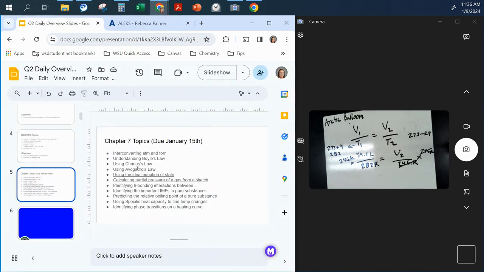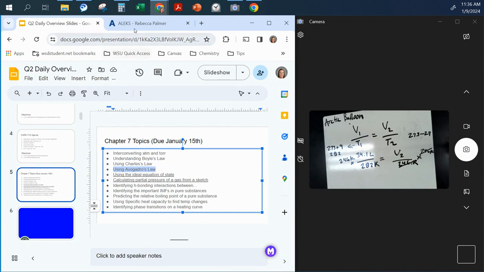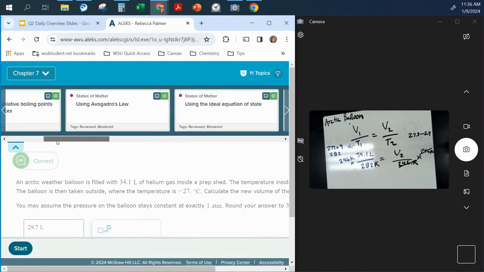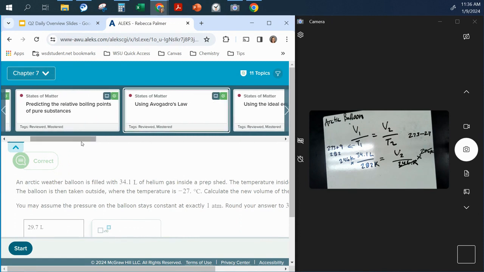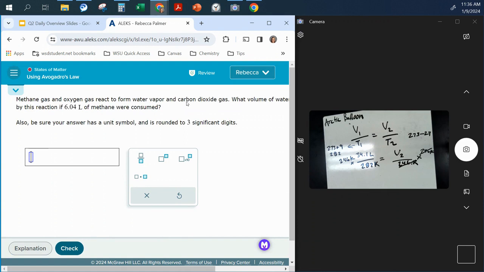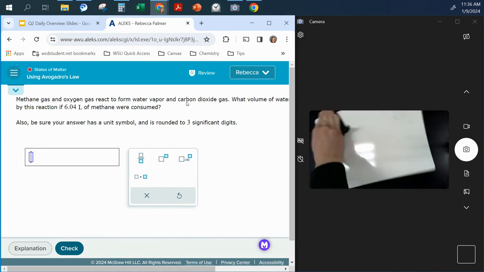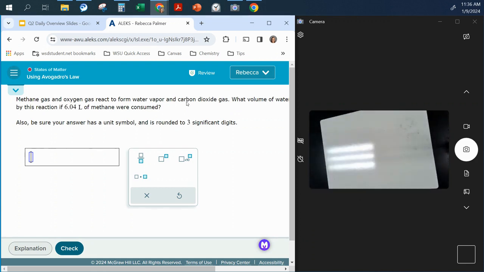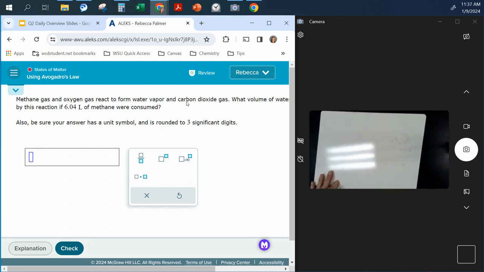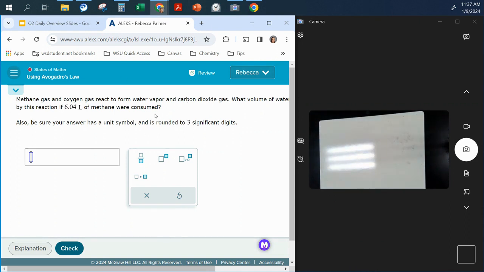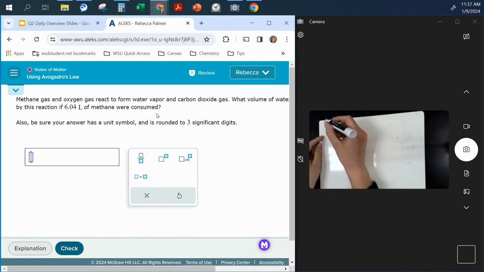Okay, next one is Avogadro's law. So this one has some tricky problems. There's quite a few different types of this problem. Okay, this is a different one I'm thinking. So this one you have to write the equation. So this one, we have methane. This is where you're going to have to start knowing the chemicals. So make sure you're ready for that. So methane, do you guys know what methane is?